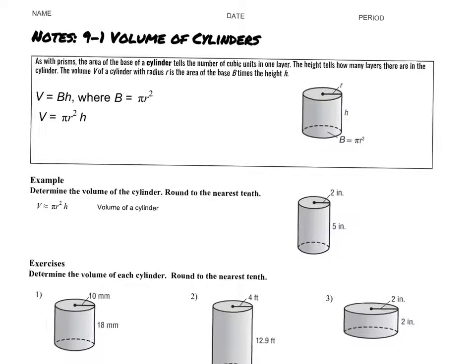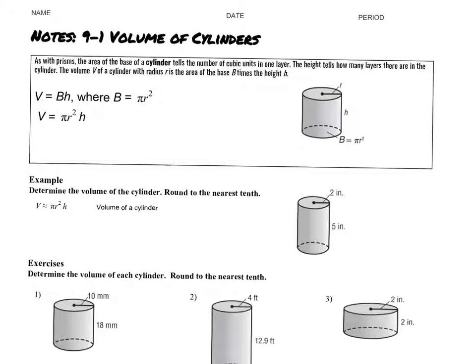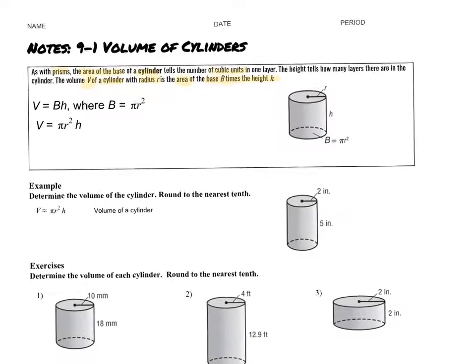So as with prisms, the area of the base of the cylinder tells the number in cubic units in one layer. The height tells how many layers there are in the cylinder. The volume V of a cylinder with a radius r is the area of the base times the height. So we're basically seeing how much these shapes can hold when we find the volume.